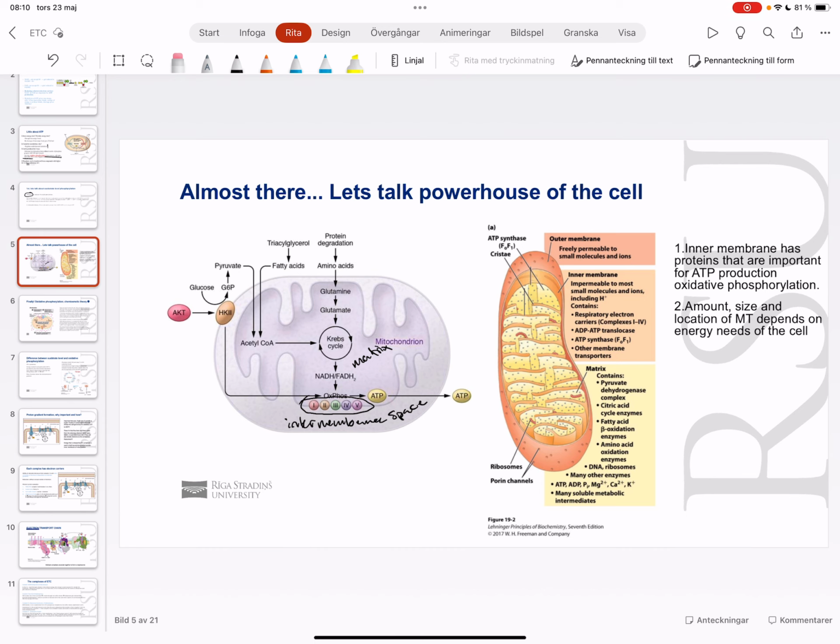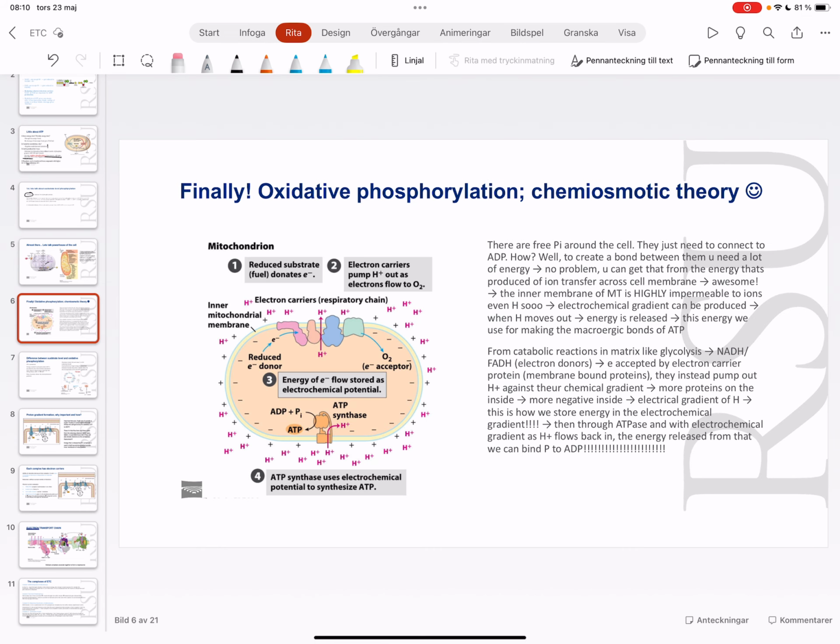So remember that. Okay, here I've written inner membrane has proteins that are important for ATP production, for oxidative phosphorylation. The amount, size, and location of mitochondria depends on energy needs of the cells. So if we have, for example, muscle cells, they will have more mitochondria than other cells that don't need energy as much.